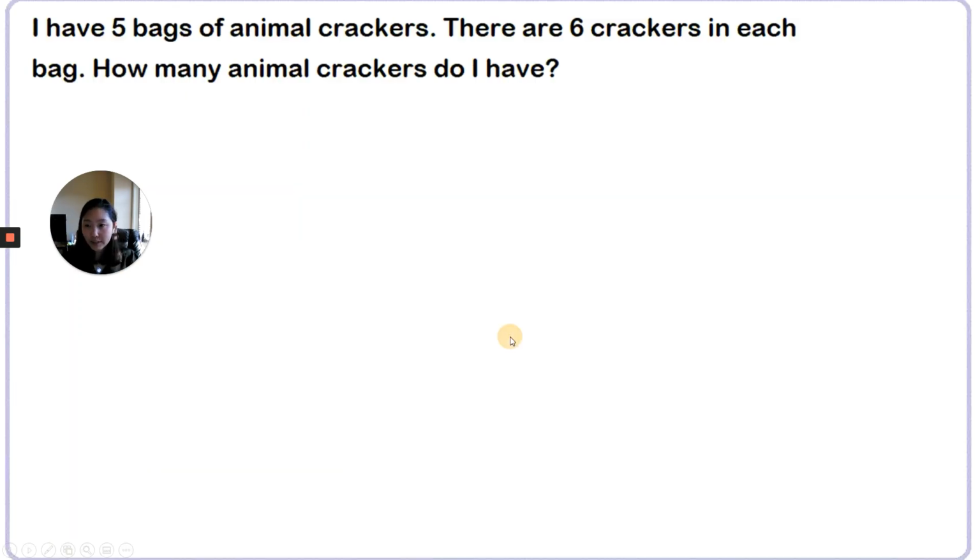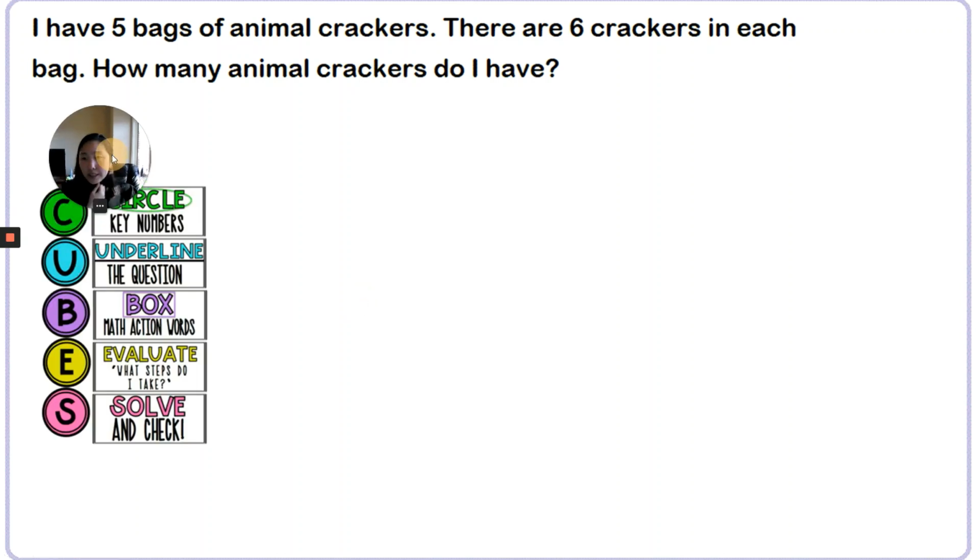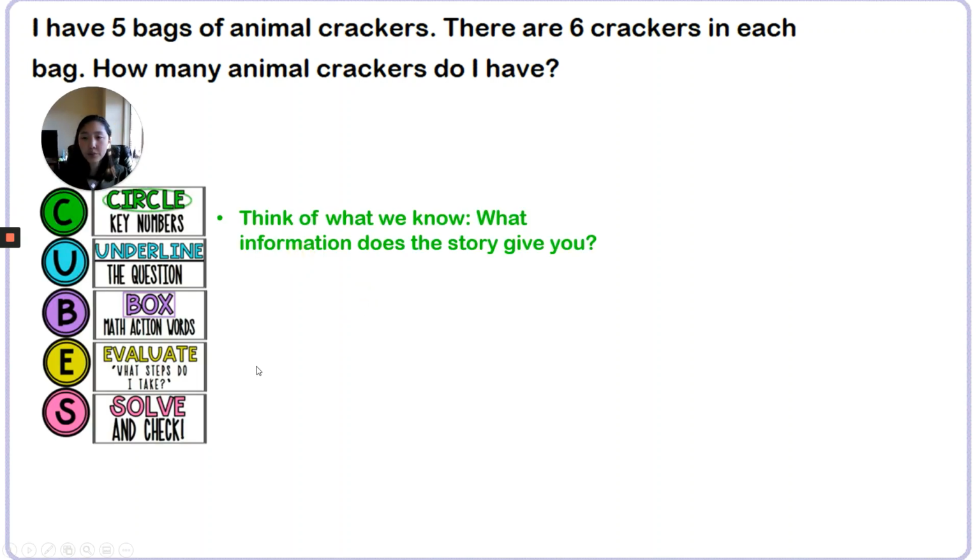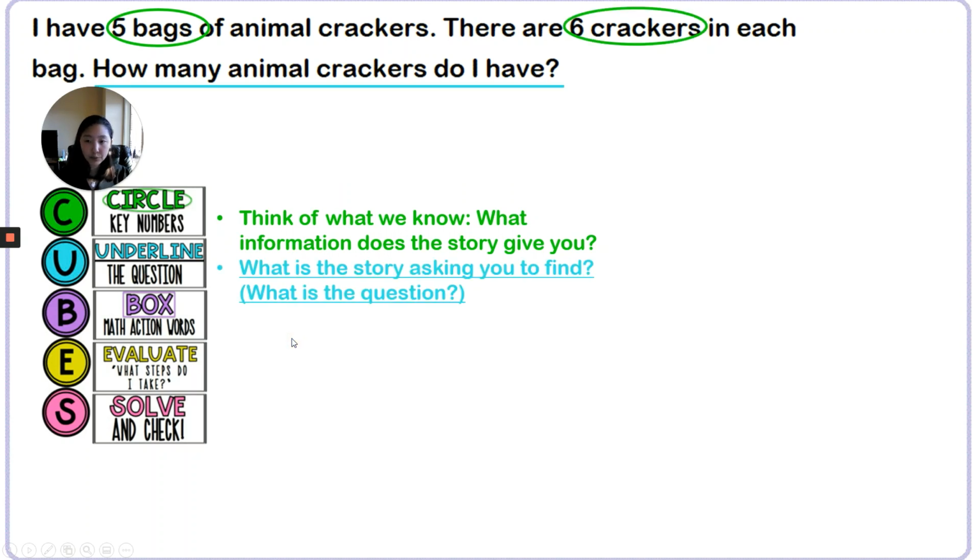All right, now that you're done explaining, we're going to go over some key details before you solve. We already went over this, that we circled the 5 bags and the 6 crackers. We underlined how many animal crackers do I have. We boxed each bag. And now we need to think about this problem before we move on so that you can go solve. Think about the fact that you have these small bags of animal crackers. Now, how many do you have? Well, you go back into the problem and you look at it going, oh yeah, I circled that. You have 5 bags. And in each of these bags, how many crackers do you have? In one bag, you have 6 crackers, and then it keeps going.